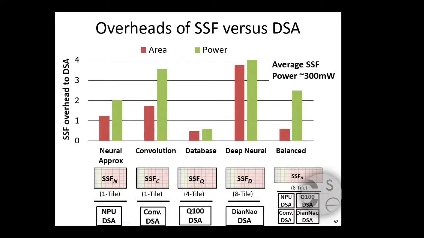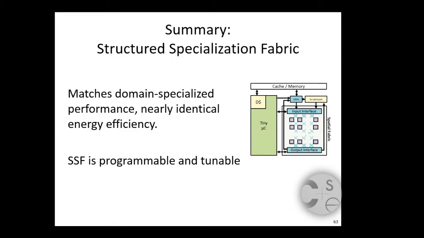And interestingly, this power is on average only in the range of hundreds of milliwatts. So in many systems, 100 milliwatt power is actually going to be noise in comparison to the many watts of, if you include memory power or cache power or other elements of the architecture. So this power overhead, depending on the situation, might not affect the energy efficiency very much at all. So to summarize here, the structured specialization fabric can match the performance of a domain-specialized architecture given the program behaviors that I talked about, with nearly identical energy efficiency. It's programmable, and it's tunable to different kinds of domains.